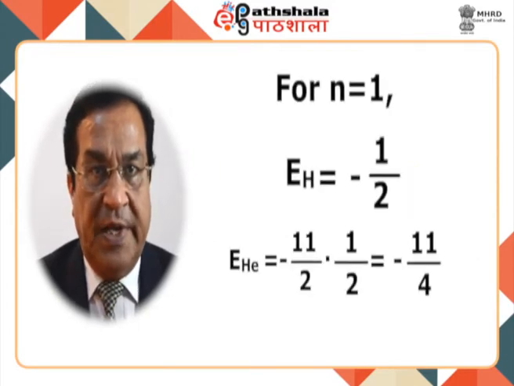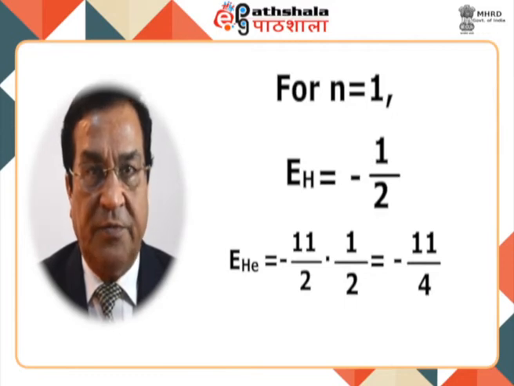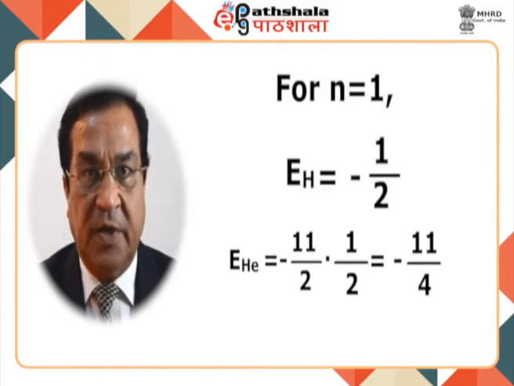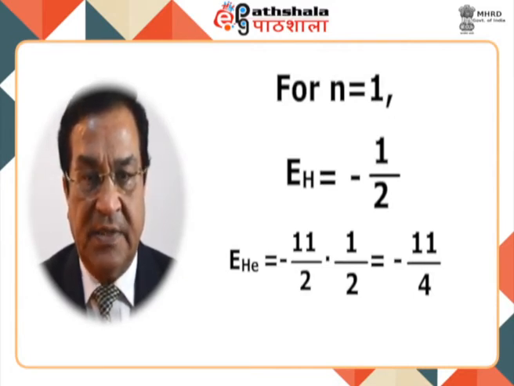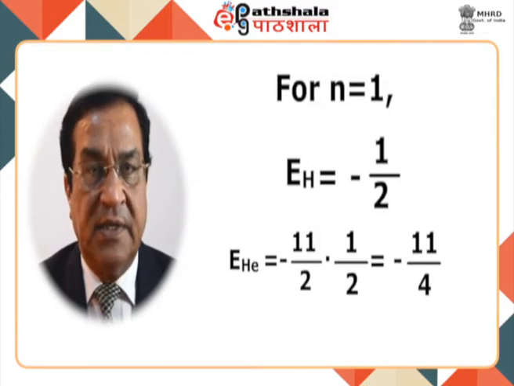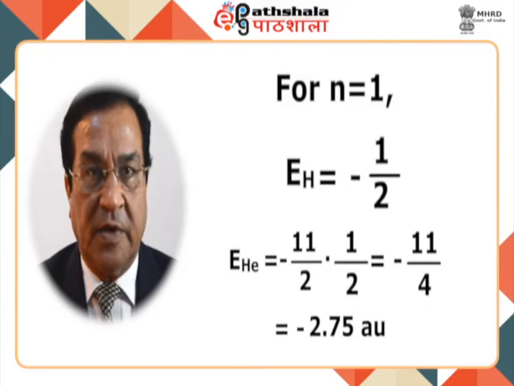If this value of energy, which is 2.75 atomic units, is compared with the corresponding experimental value of the ground state energy of the helium atom, which is 2.9033 atomic units, one can very easily see that there is about 5% error. The results indicate that the perturbation theory gives fairly good results for complex quantum systems.